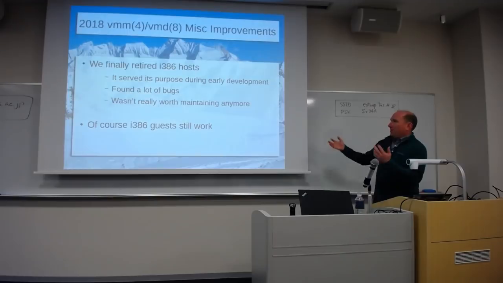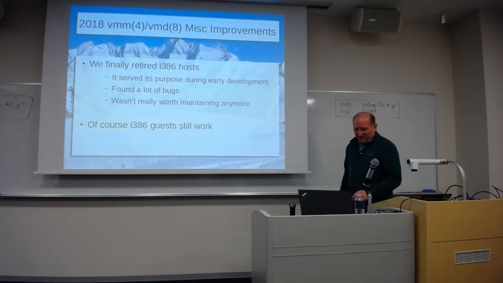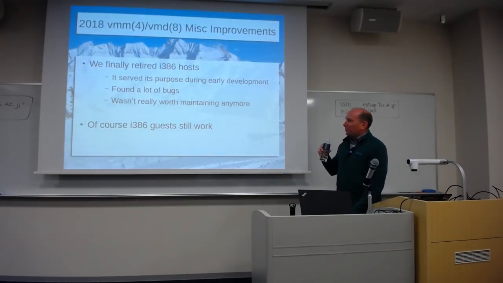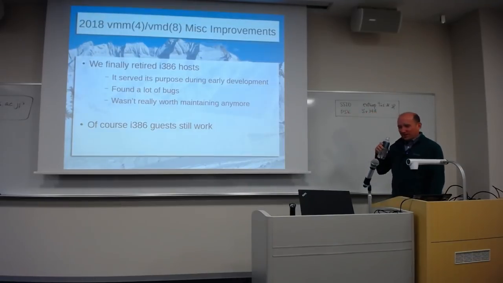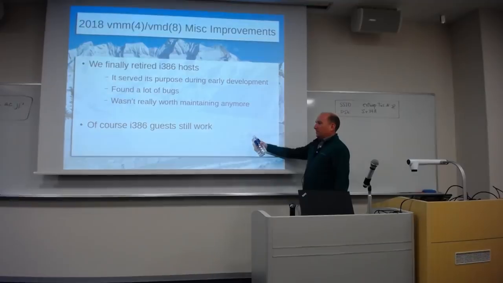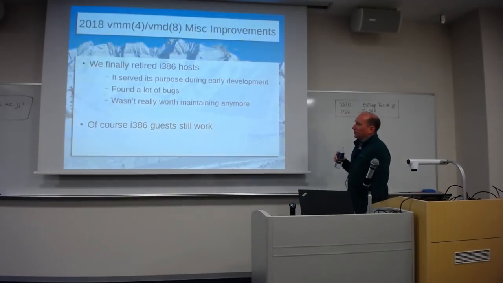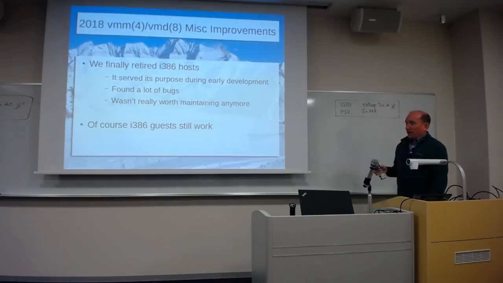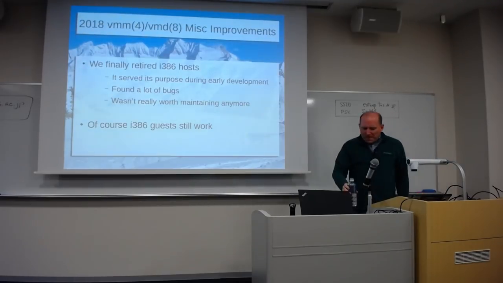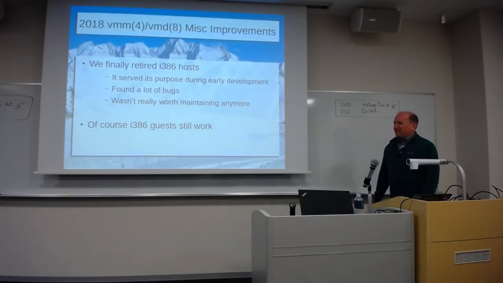So some miscellaneous improvements or changes. I don't know if this one is an improvement or not. We finally got rid of i386 hosts. That had served its purpose during early development. It found a lot of bugs, fixed a lot of things. It wasn't really worth maintaining anymore. It was broken for about 2 months and nobody complained, so we just got rid of it. Of course, i386 guests still work, so that's important to note, because when we removed the i386 code, about 20 people at least sent me an email saying, what am I going to do now? My i386 guests aren't going to work. No, that's not true. i386 hosts are the ones that don't work anymore. The code's available in the attic if anybody wants to go resurrect it and make it work again.